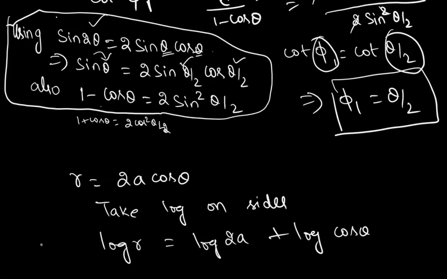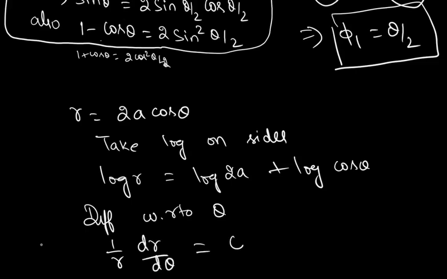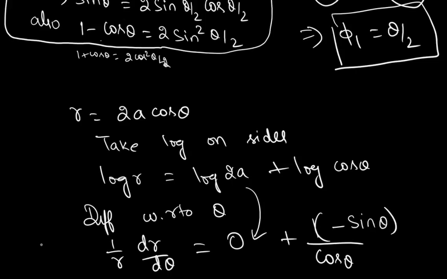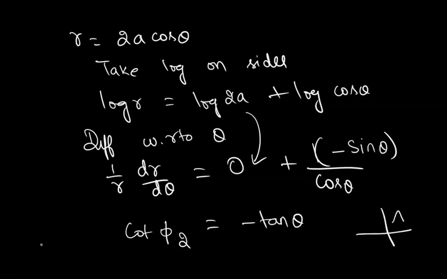And what we will do, we will differentiate with respect to theta. The procedure is the same. Differentiate with respect to theta. Log r differentiation is 1 by r dr by d theta. Log 2a is just a constant, so this will become 0. And 1 by cos theta into differentiation of cos theta, which is nothing but minus sin theta. Left hand side, as per formula, it is cot phi. Already we have written phi 1, right? So for the second curve, let me write phi 2 to avoid confusion. And we have minus tan theta. Remember in the last video I have mentioned about this rule.